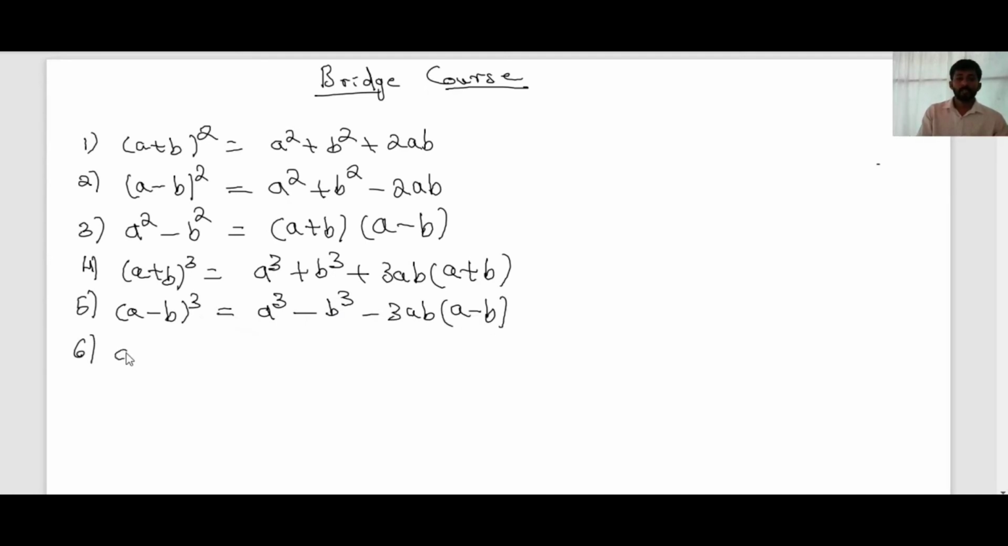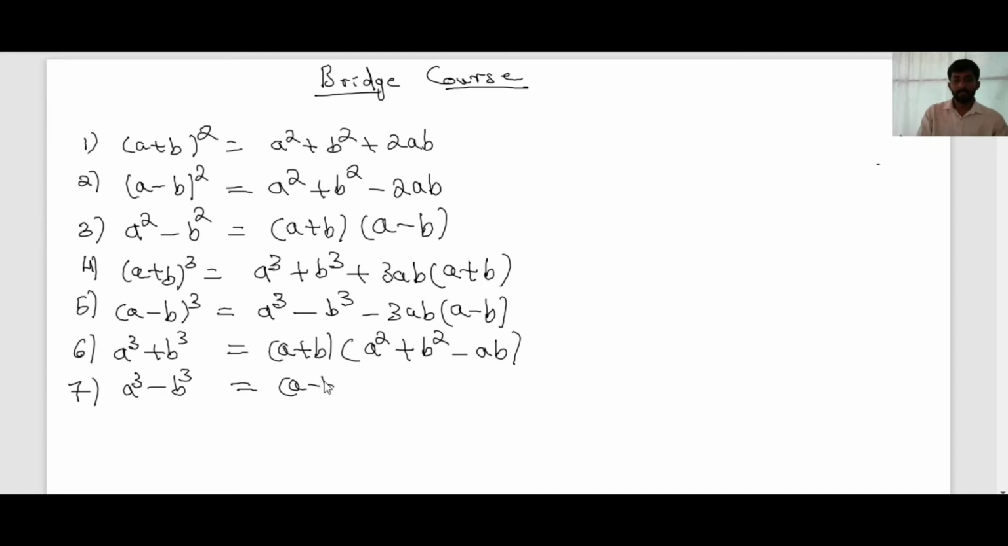The next formula is a cube plus b cube. Okay, we need this formula also. a cube plus b cube is equal to (a plus b) into (a square plus b square, here minus ab). Okay, and next formula is a cube minus b cube. a cube minus b cube is equal to (a minus b) into (a square plus b square plus ab).